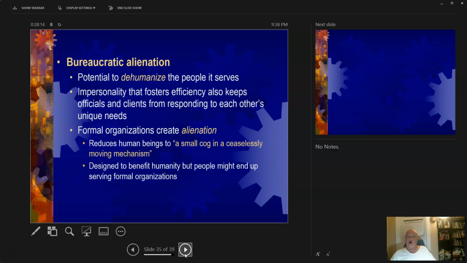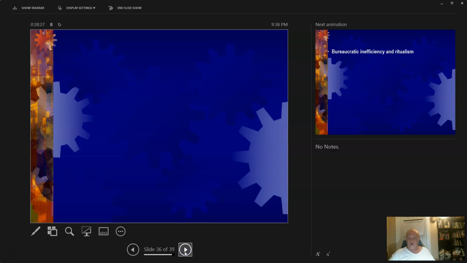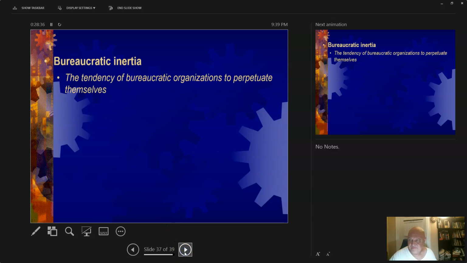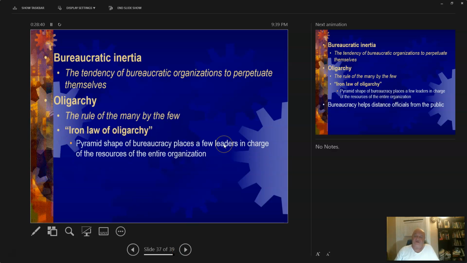Humans are reduced to a small cog in a ceaselessly moving mechanism. While organizations are designed to benefit people, people might wind up benefiting the organization. There's bureaucratic inefficiency and ritualism, what we call red tape. And there's bureaucratic inertia. In other words, organizations are going to perpetuate themselves. There's no organization that's going to say, okay, our work is done here, it's time to dissolve. Particularly if the organization is embedded in government. I'll give you some examples when we talk in class.